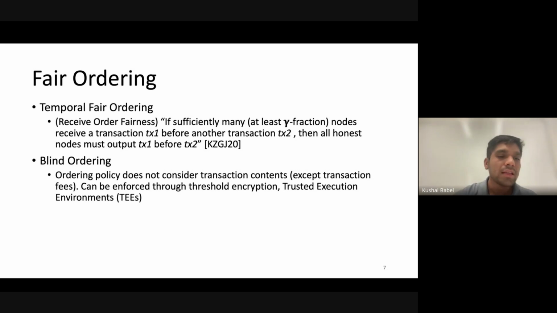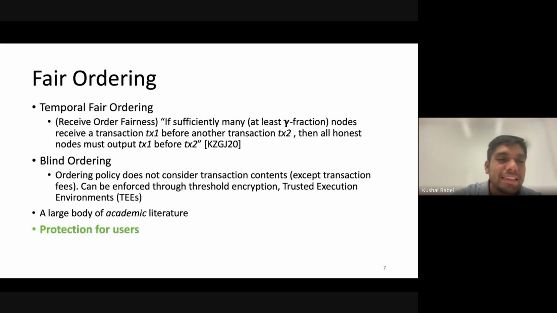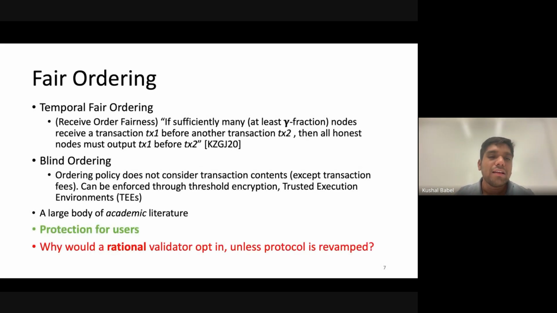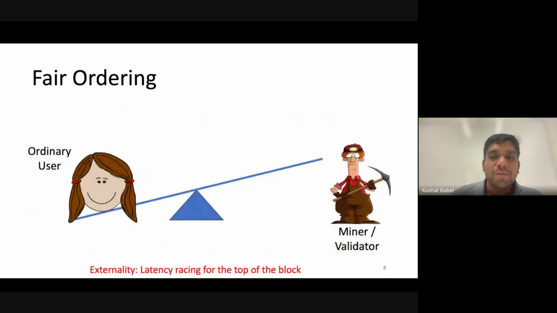Now, while these approaches do protect users, and there's a large body of academic literature, really these approaches have this core assumption about honest majority. So the question is, why would a rational validator opt into fair ordering unless the protocol is enforcing it at the basic level? The way I like to think about this approach is, users would be happy. They are getting some sort of fairness guarantees. We'll talk about different notions of fairness, but they are getting some sort of fairness guarantee.